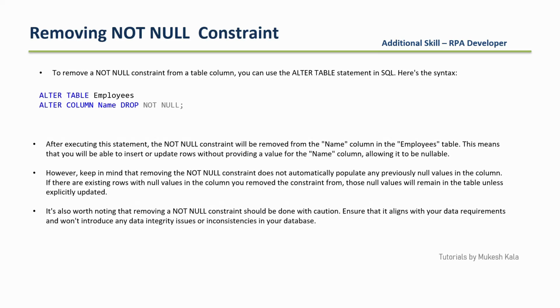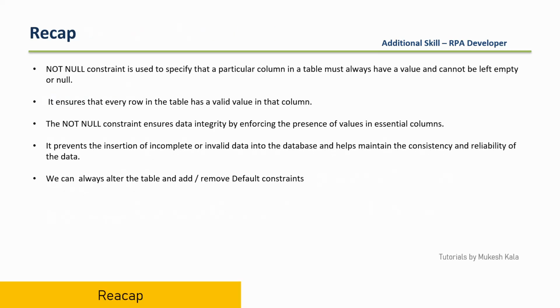So that is all I wanted to cover for the not null constraint. Let's have a quick recap. We have seen what exactly constraints are. There are various different kinds of constraints available. The last we have seen today is the not null, which is simply used to specify that a particular column should have a value and cannot be left empty. It ensures that every row in the table has a valid value. The not null ensures data integrity. It also prevents you from inserting incomplete data into the table. And lastly, we have seen that we can always add or remove the not null constraints.